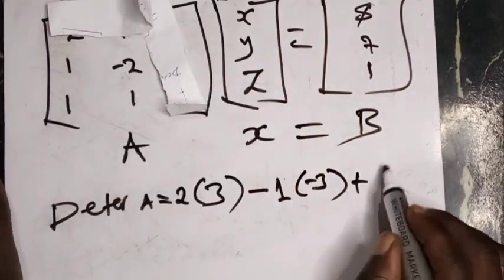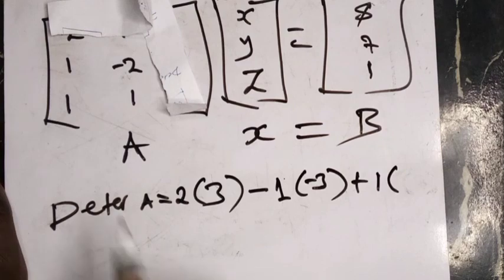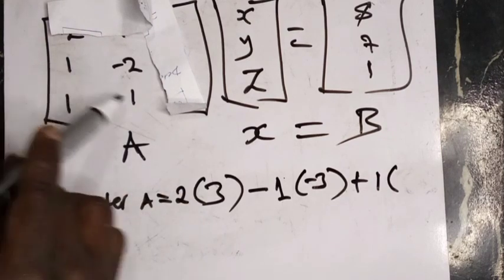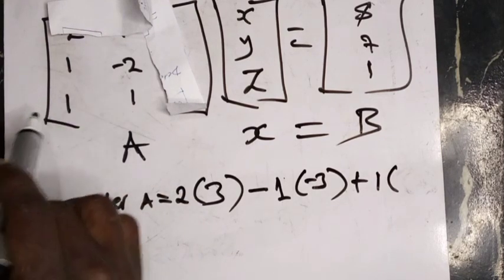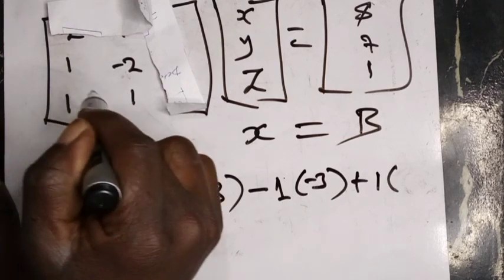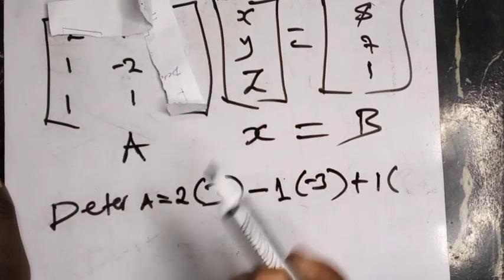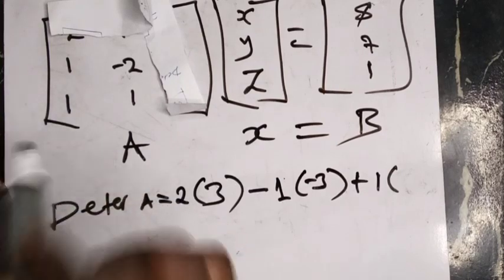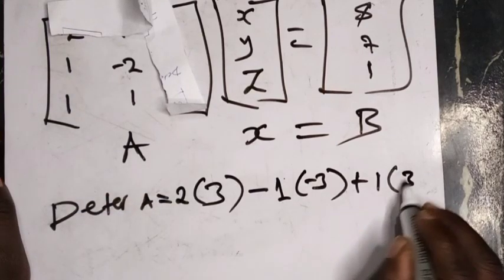So here we close, there's 1, open. So -1 times 1, which is 1. Then 1 times -2 gives -2. Negative times negative is positive. So 2 plus 1, which is 3.